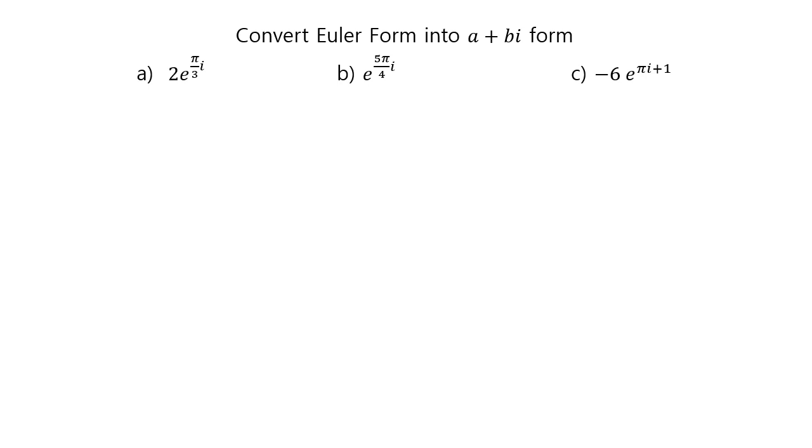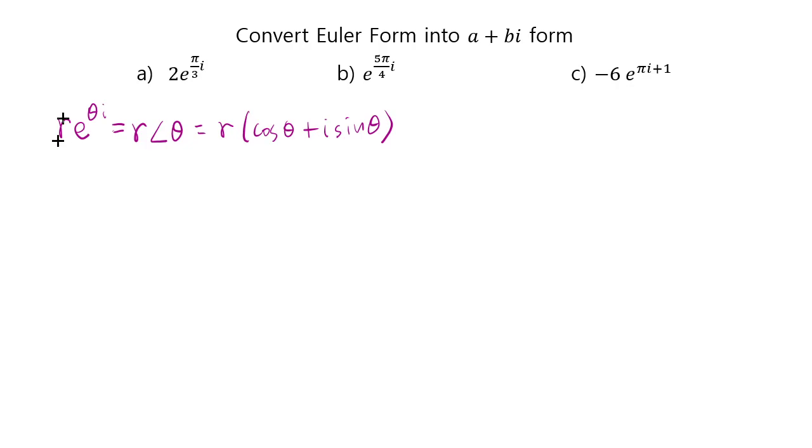When you have an Euler form, you need to know the following fact: r times e to the theta I is just another way of writing down r angle theta, or this in turn is just another way of writing down r times cosine theta plus I sine theta.